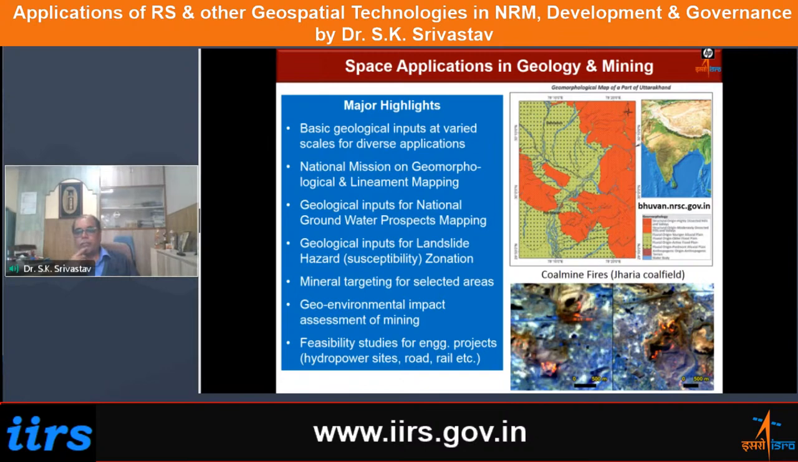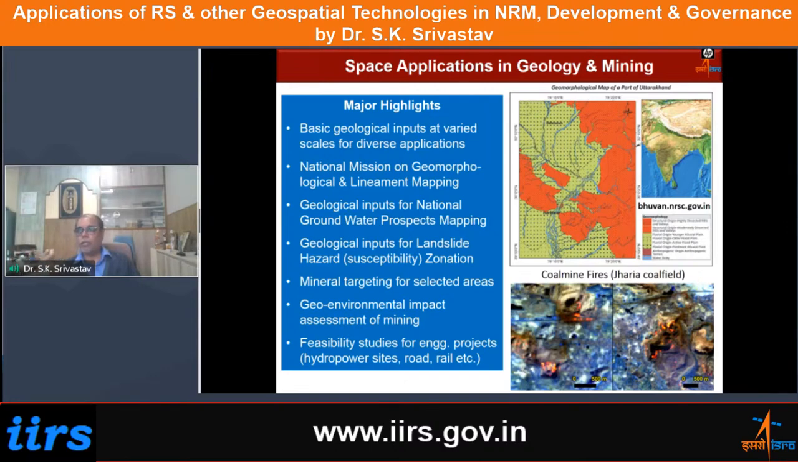That is how a national mission was taken up in our country a few years back, wherein the satellite images coming from the Indian remote sensing satellites have been used for preparing geomorphological maps at 1:50,000 scale for the whole country. This was done jointly by ISRO and Geological Survey of India, along with the help of many of the state remote sensing application centers and also academic institutes. And these maps, the geomorphological maps and also the lineament maps, are made available on one platform and also on the GSI portal, right?